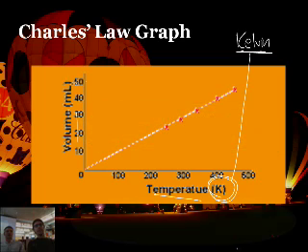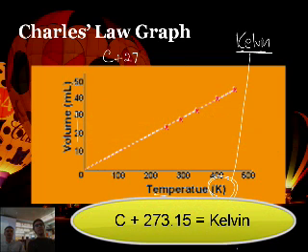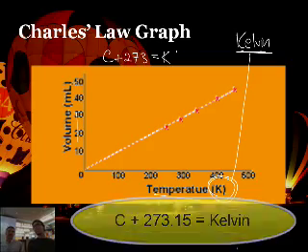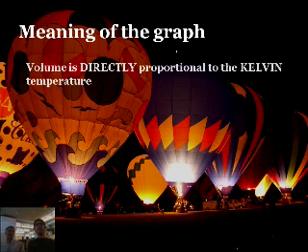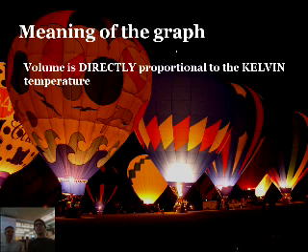Guys, Kelvin it is. Now, how do you get from Celsius to Kelvin? Add 273. Remember, it's Celsius plus 273 is the Kelvin temperature. The problem with Celsius is it can go in the negative land, and these equations don't work if you have to go down to negative land. So, what's the meaning of the graph?